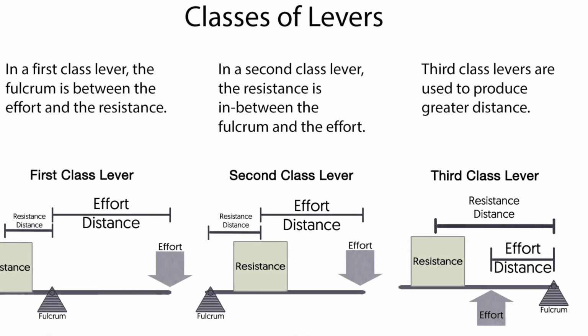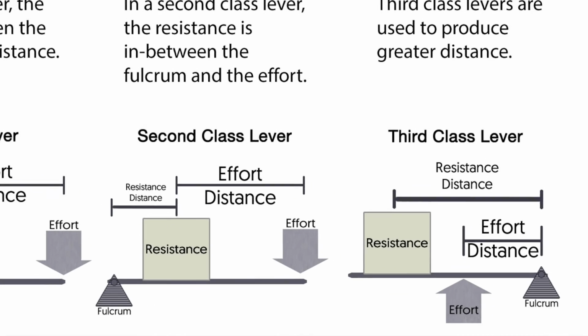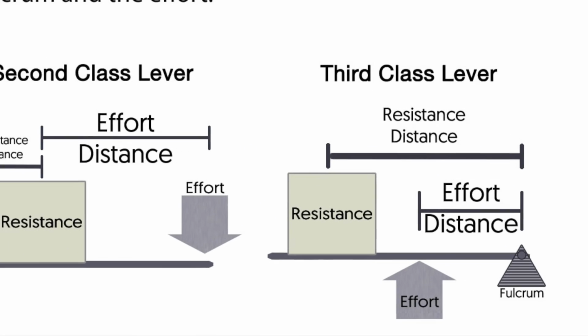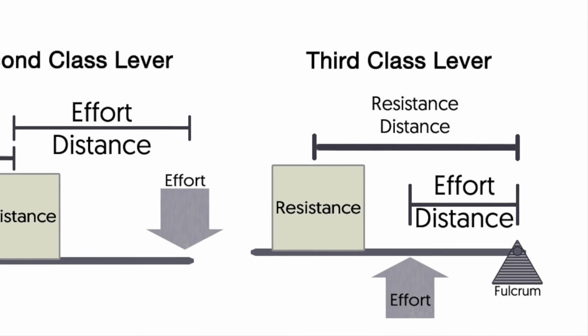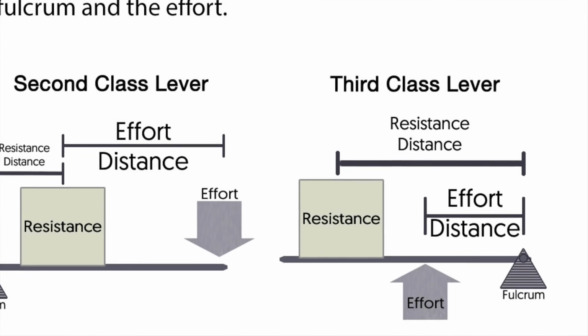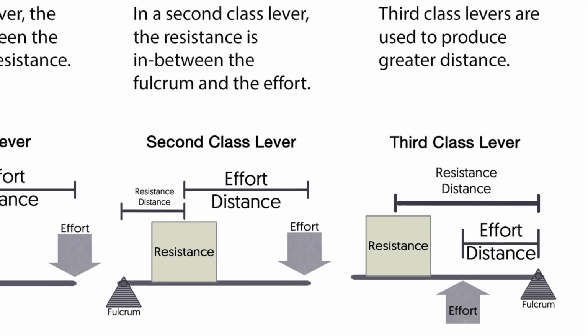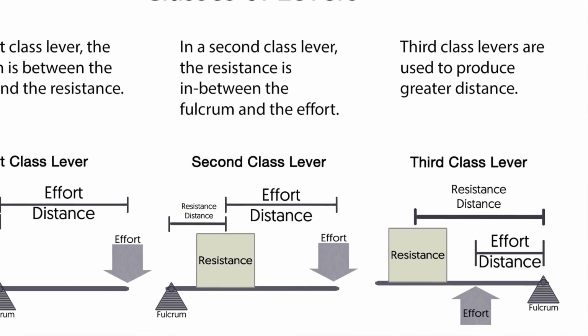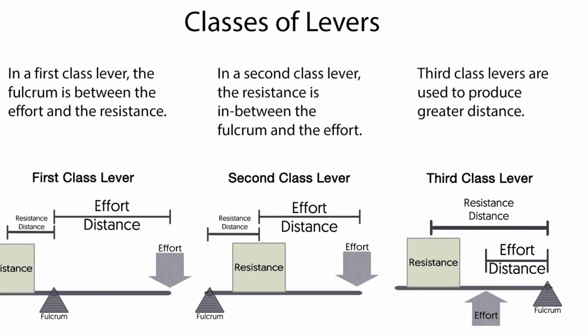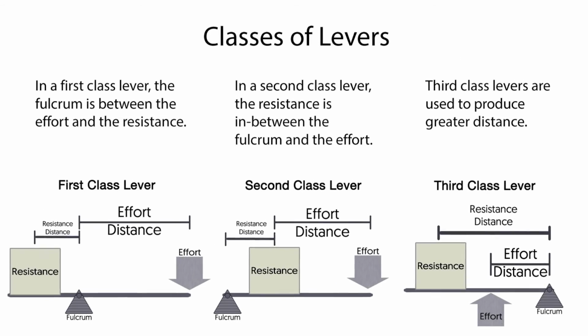In a third-class lever, the force is applied in between the fulcrum and the resistance. A baseball bat is a classic example of the third-class lever. The end of the bat, where the ball is struck, is the resistance. By exerting the effort at the base of the bat, close to the fulcrum, you are able to make the end of the bat fly quickly through the air.